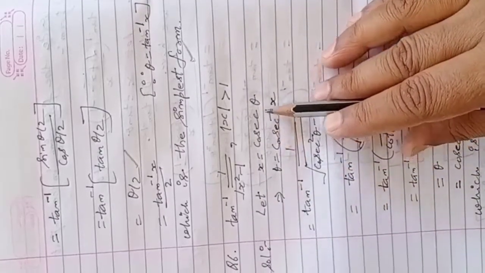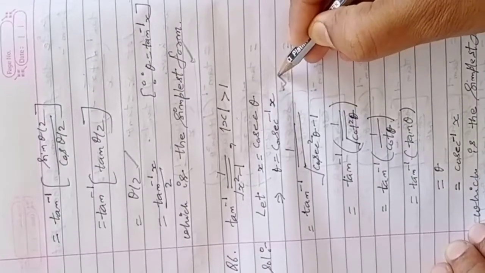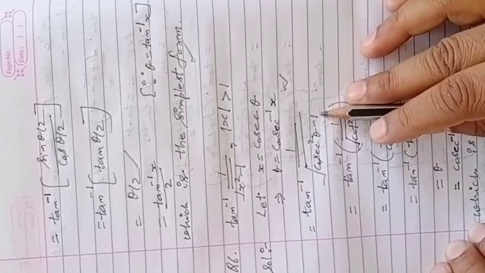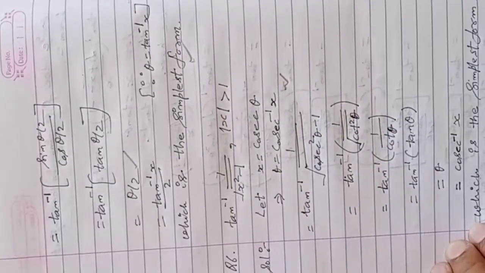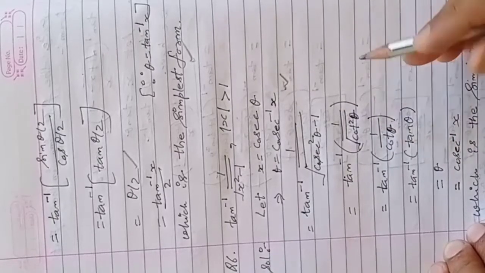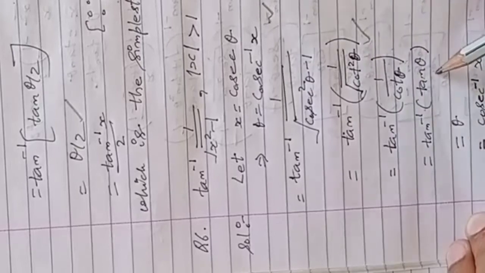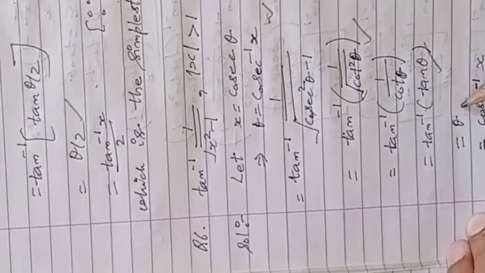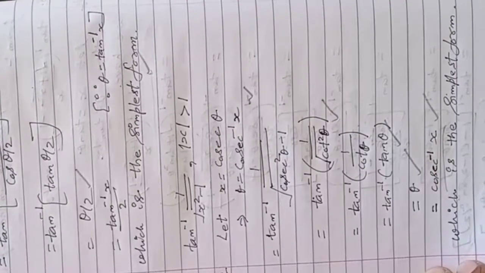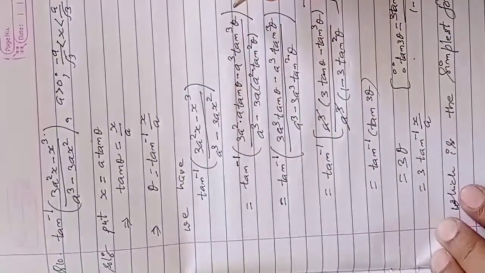Let x is equal to cosec theta, so theta is equal to cosec inverse x. Tan inverse 1 upon under root cosec square theta minus 1, so tan inverse 1 upon under root cot square theta we can write it. So tan inverse 1 upon cot theta, and 1 upon cot theta will be tan theta. Tan inverse tan theta is equal to theta is equal to cosec inverse x, which is the simplest form of this question. In between, all the questions are of similar type.